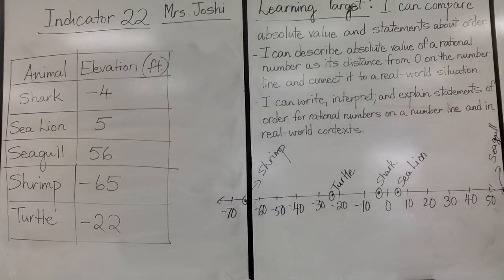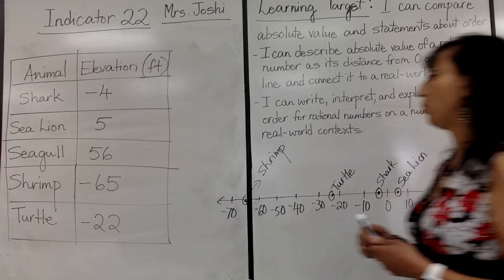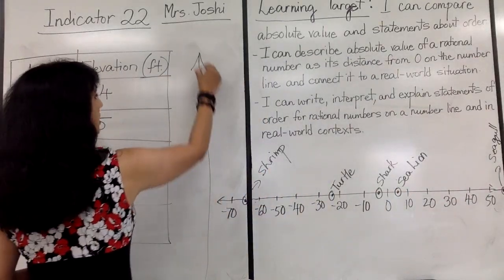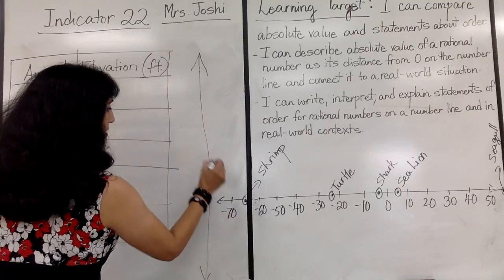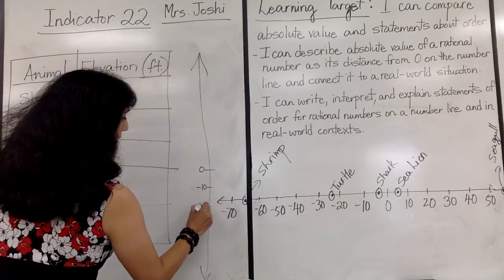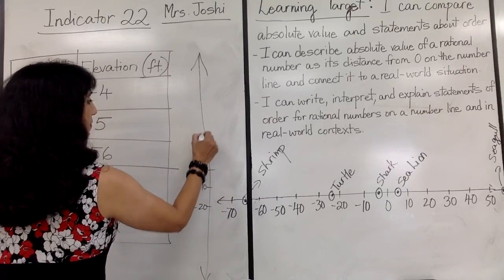So now let's look. When I say deepest, and guys, you can always make this number line this way if that makes it easier for you. You make this 0, and then everything at the bottom would be like this. The top would be positive.